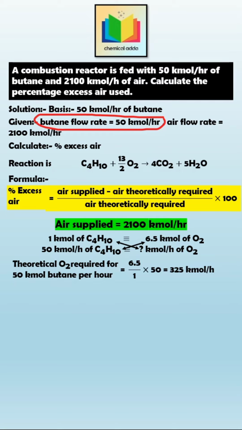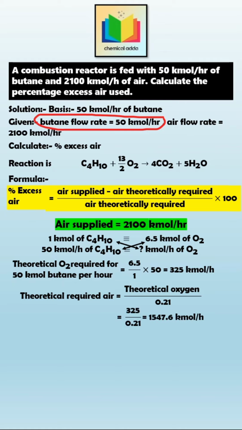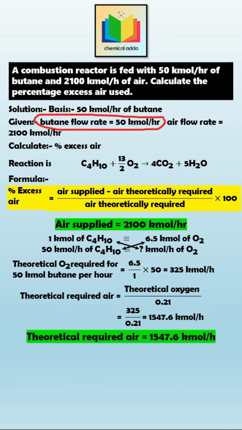In this way we get the theoretically required O2. Now let's calculate the theoretically required air. After putting the value of theoretically required O2 in the formula, we get theoretically required air is equal to 325 divided by 0.21. After solving this, we get theoretically required air is equal to 1547.6 kmol per hour. In this way we have calculated both terms, air supplied and theoretically required air.